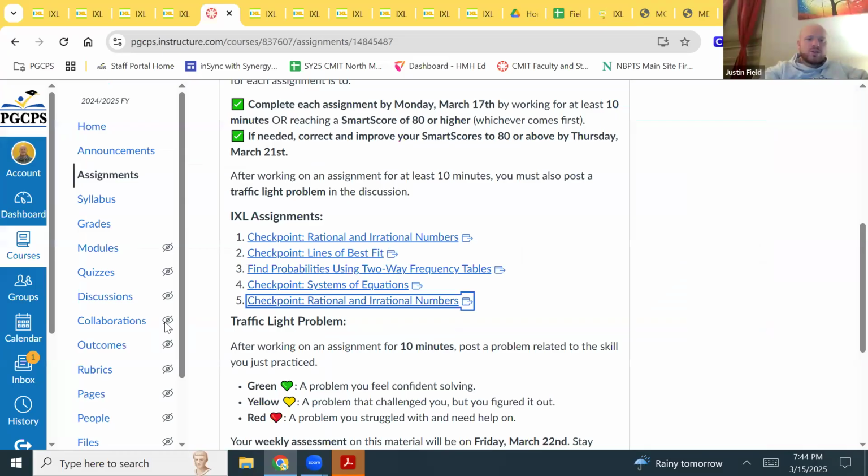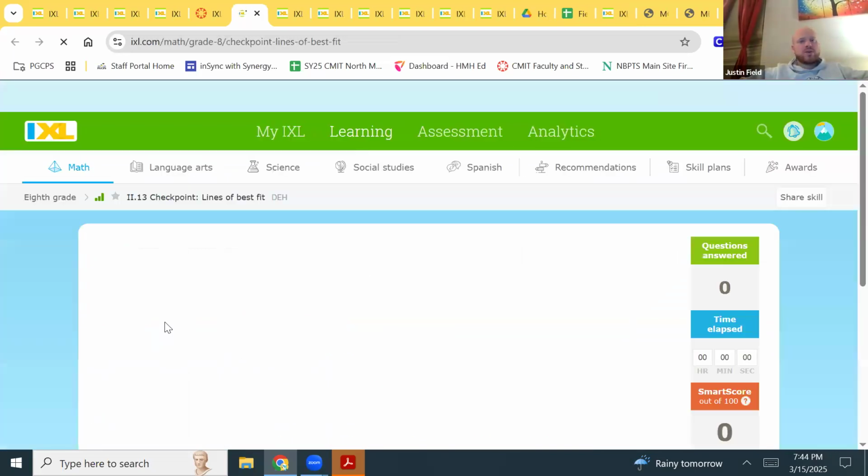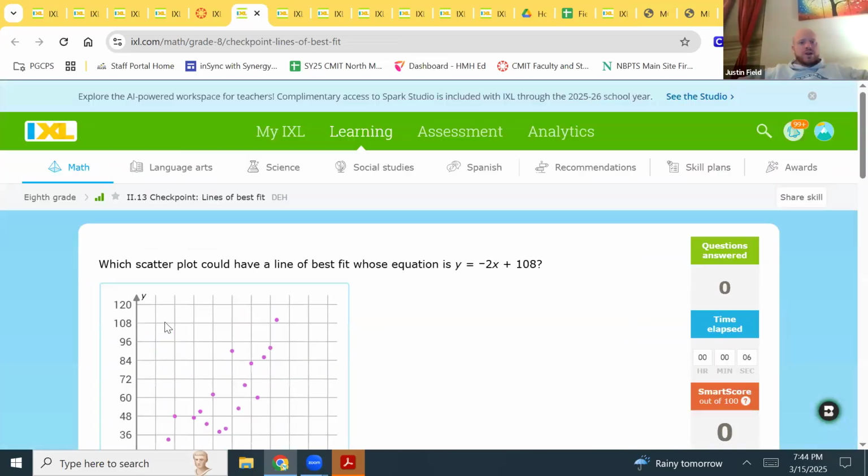And let's do one more here. We've done lots of systems of equations. You can do that one for traffic light problems, and we can keep looking at that in class. Let's not do that right now. So the last one, checkpoint for lines of best fit.